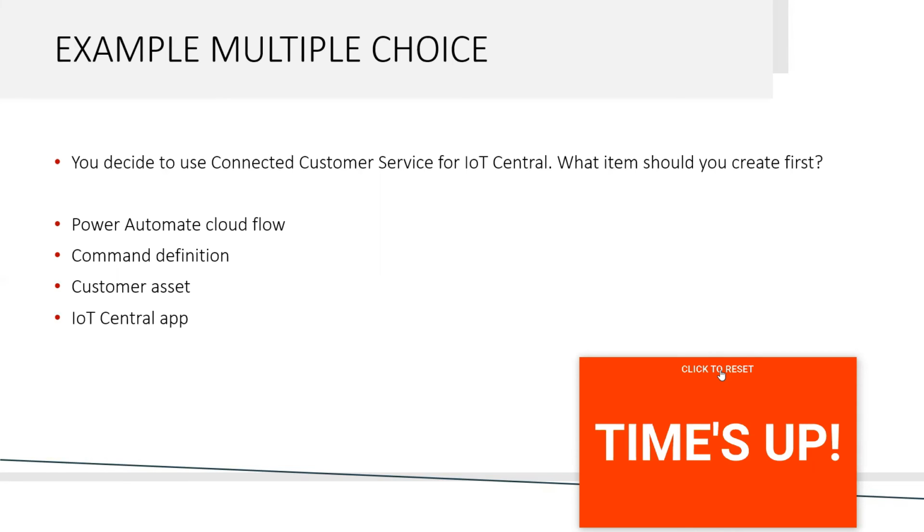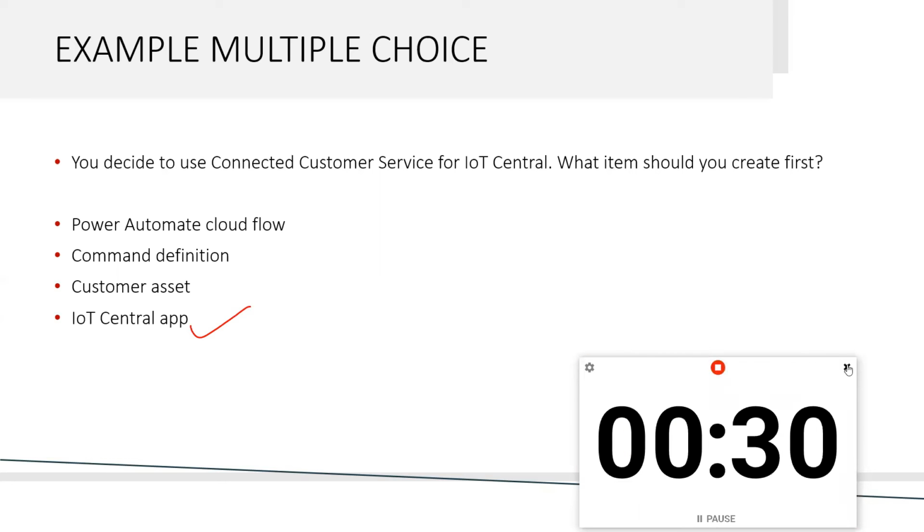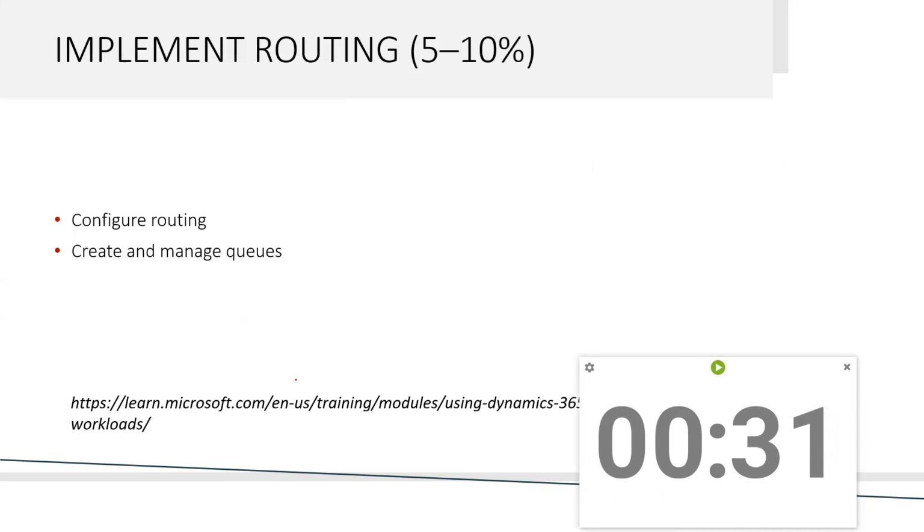Okay, so thank you guys for answering the question here. Time's up now. The correct answer for that question is the IoT Central app. First of all, we need to configure the IoT Central app. Then we need to configure the command as customer assets. Then we need to trigger the command definitions and we can go for creating the cloud flow itself. So this is how the flow is going to work.